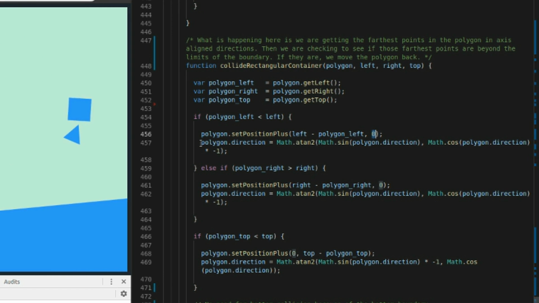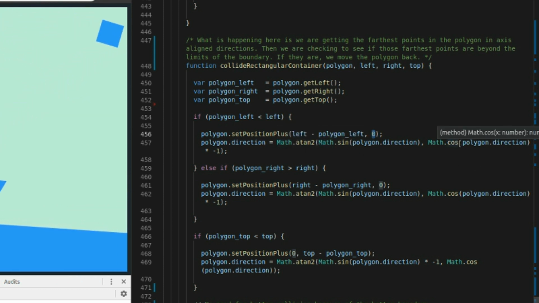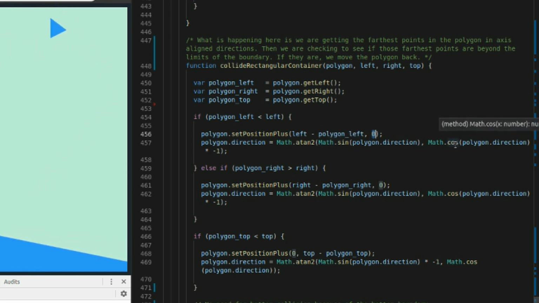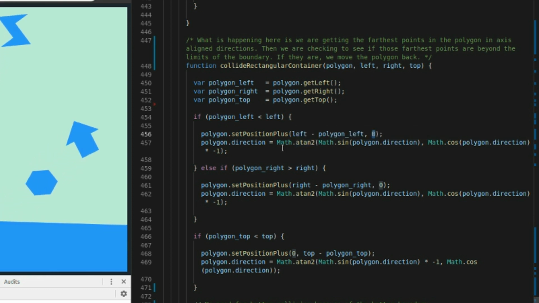This right here reverses the direction of the polygon. So the polygons are moving in a direction, and that direction is recorded in radians, which are just rotational coordinates. So what I'm doing here is I'm using Math.sin and Math.cos to get the y and the x Cartesian coordinates from the rotational direction coordinates in radians of the polygon, and then I'm converting those back after I modify them with Math.atan2.